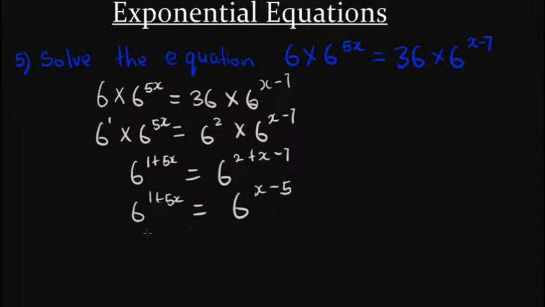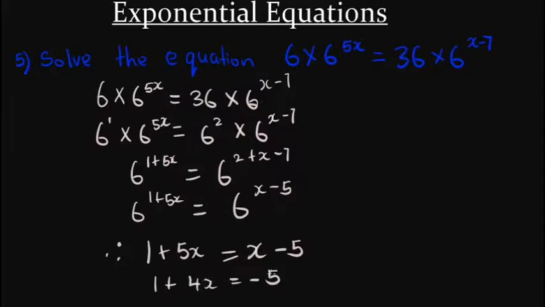So we have the bases being the same, so we can equate the powers. So 1 plus 5x is equal to x minus 5, and we solve for x. So let's get rid of this positive x by subtracting x on both sides. So we'll have 1 plus 4x equal to negative 5. We want to get rid of this plus 1, so we subtract 1 on both sides, and we'll have 4x is equal to negative 6.